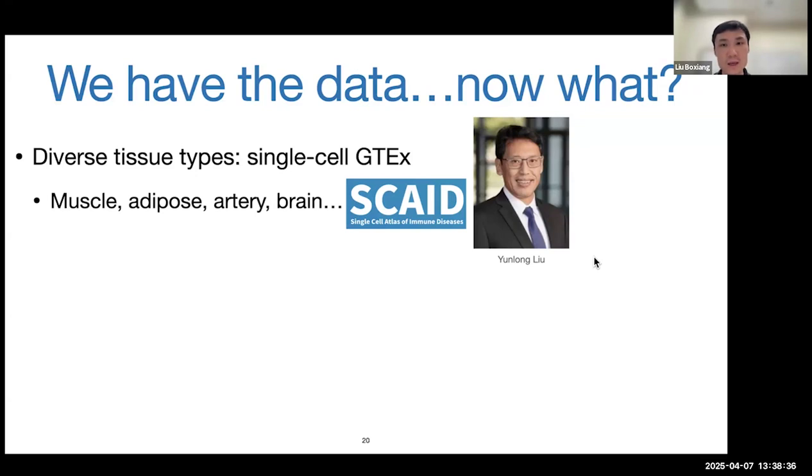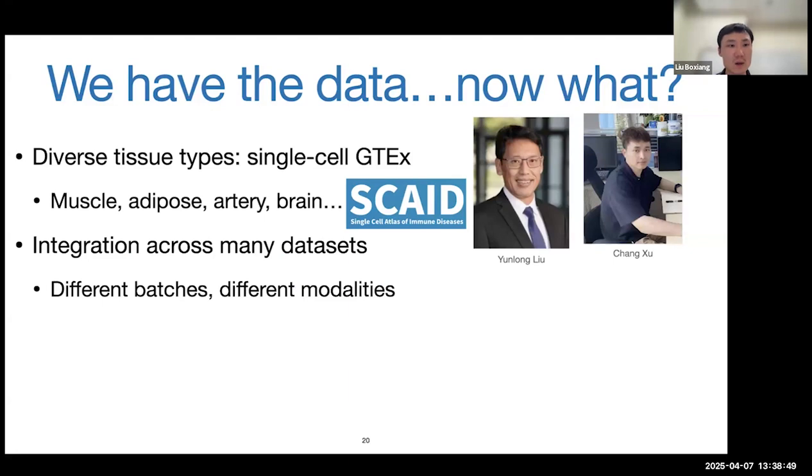And also we need to look at diverse disease states, right? One of the flagship projects is called the Single Cell Atlas of Immune Diseases, from our Korean colleagues. And also we need to integrate across many datasets, across many different batches and different modalities. One of my postdocs, Xu Chang, is working very closely in this area.